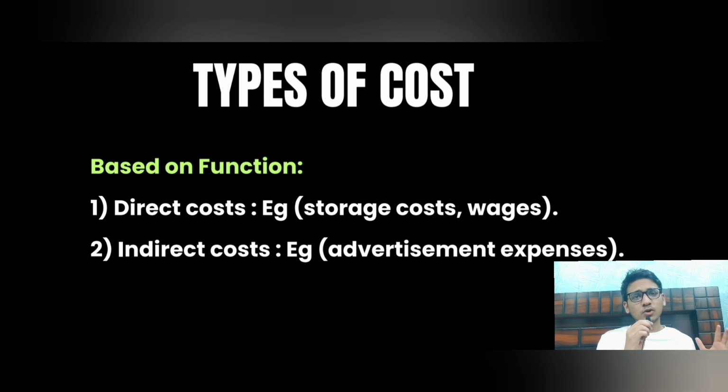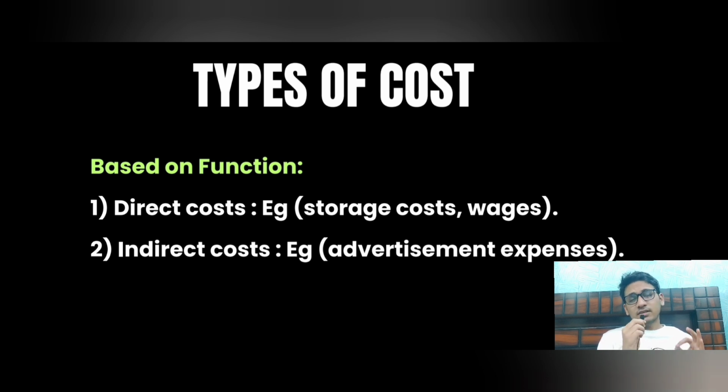Now moving on to the cost based on function. Number one are direct costs. Direct costs refer to those types of costs that are traceable to a specific product or a department. For example, the wages that have been paid to factory workers, because factory workers are an essential part of the production process for a specific commodity or product. That is why the wages paid to them are an example of direct cost.